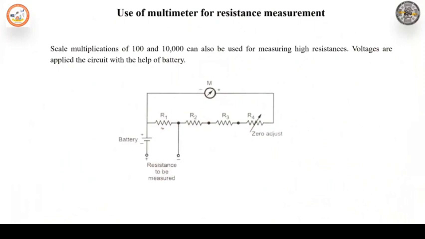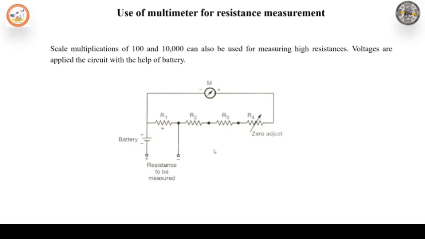In the previous class we discussed how a multimeter can be used for DC voltage measurement and as an ammeter, as well as for measurement of AC voltage. So now we are discussing resistance measurement, how a multimeter can be used for resistance measurement. You are looking at the diagram.